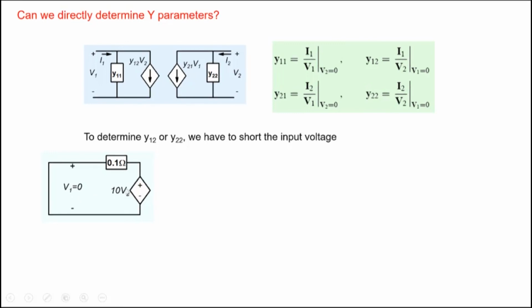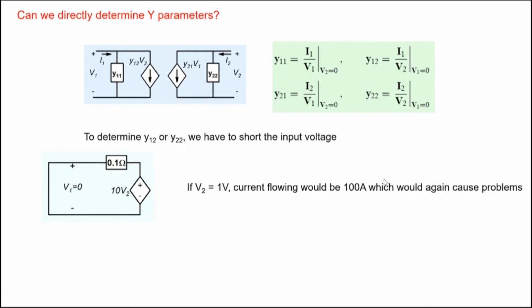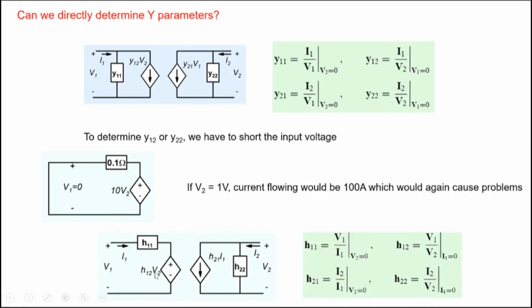Now we have a problem. 10 volt divided by 0.1 would be 100 amperes here. That will cause a problem, as an excessive amount of current would flow. Whenever you take a voltage source and try to short it out, obviously you'll have problems. So determination of Y12 and Y22 is the problem. What this points out is that Y is not a good representation for it, and you can easily verify that the H representation would be a suitable one here.